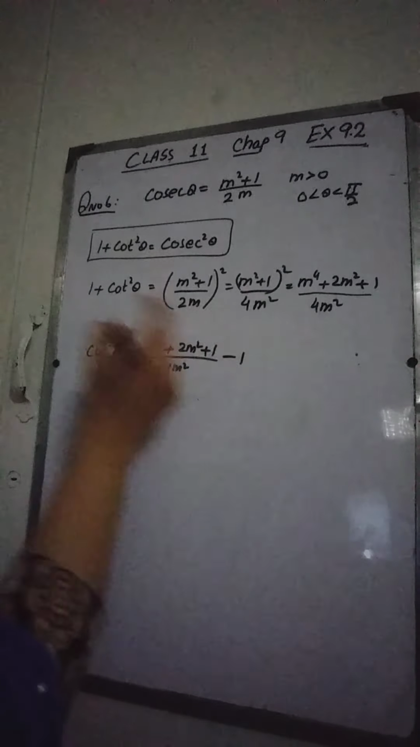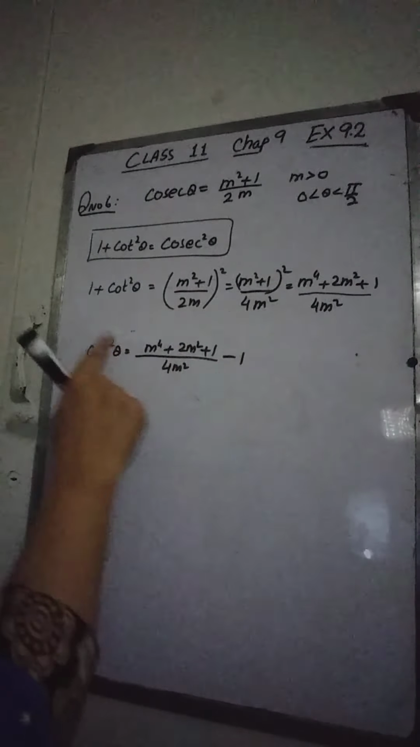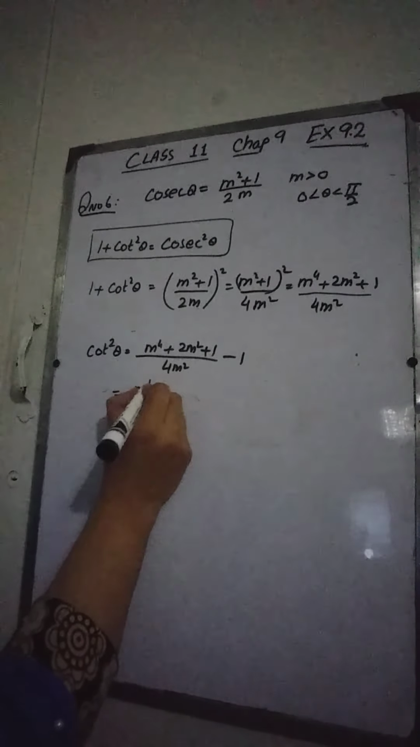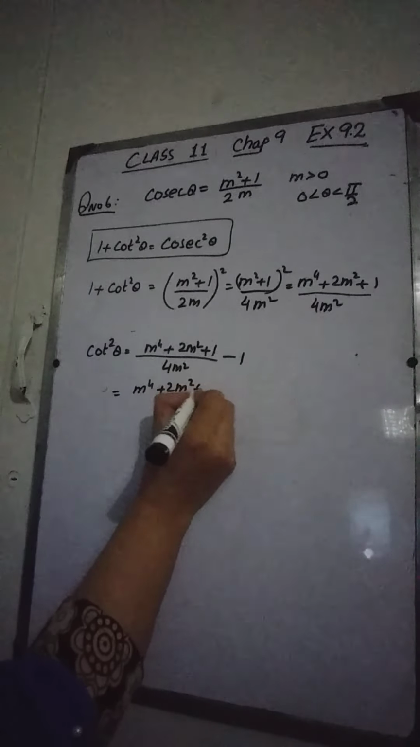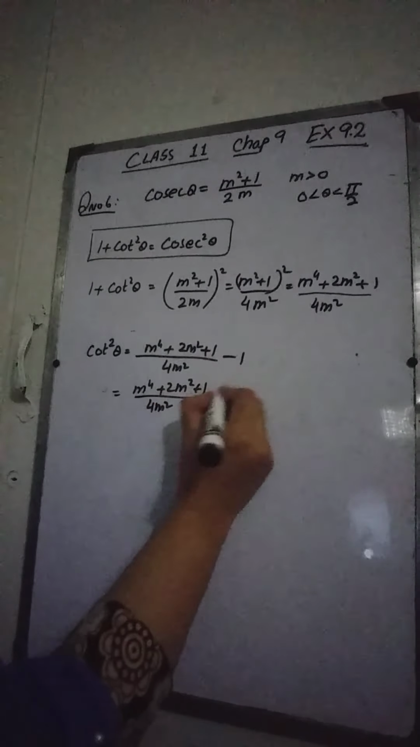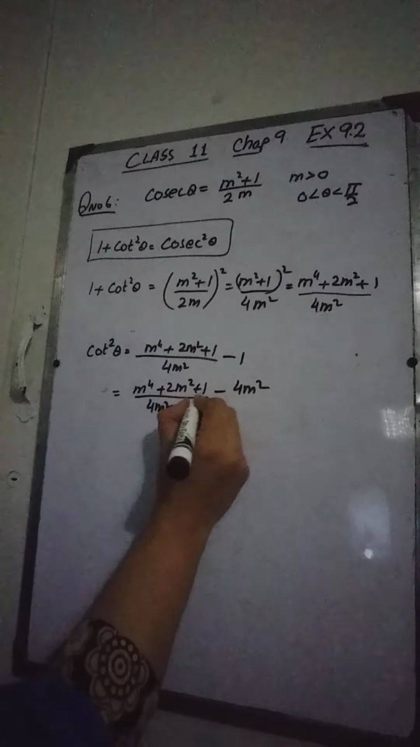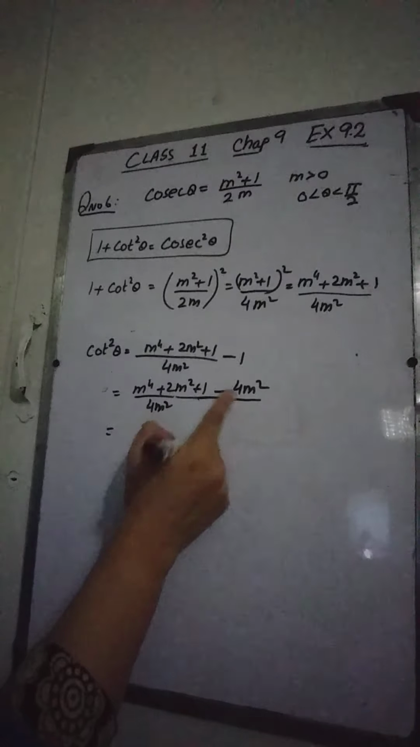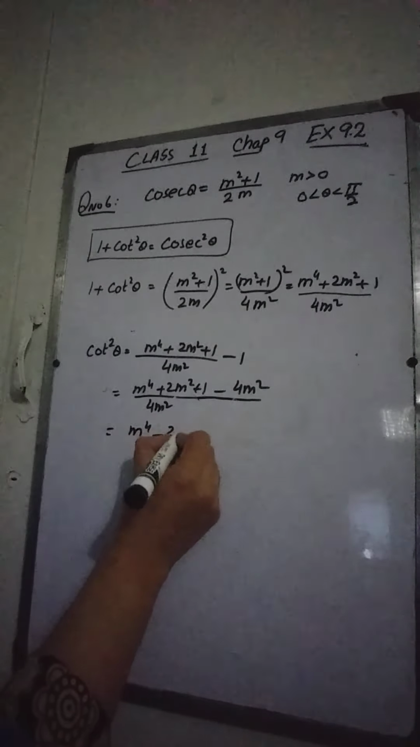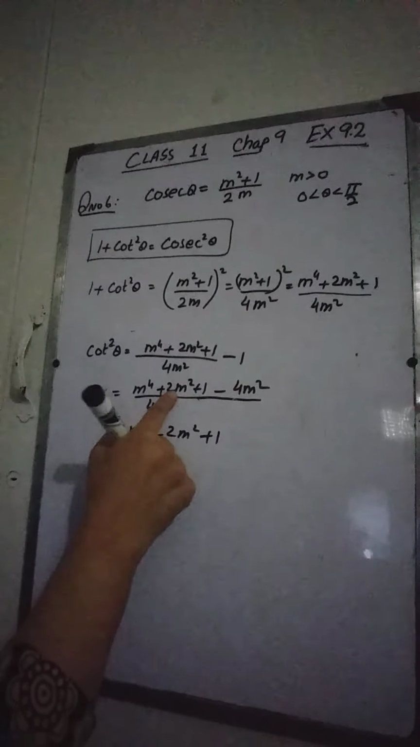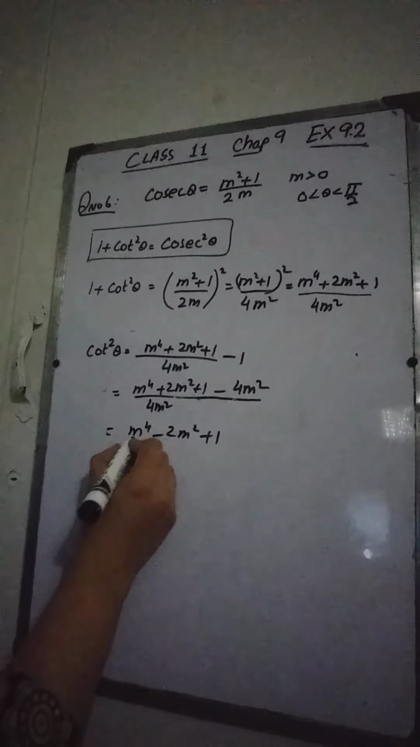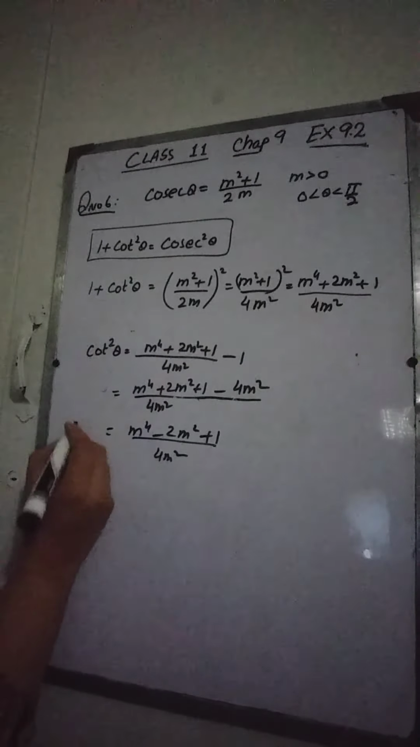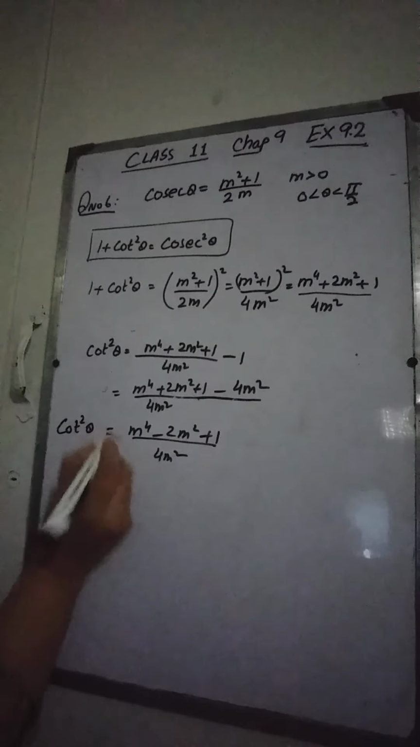Okay, shifting 1 to the right hand side, it will have a negative 1. Now taking the LCM of both the sides, we will get this, and 2m square minus 4m square will be minus 2m square plus 1. I have subtracted these two. This is plus 1 over 4m square. It means that cot square theta will be equal to this expression.